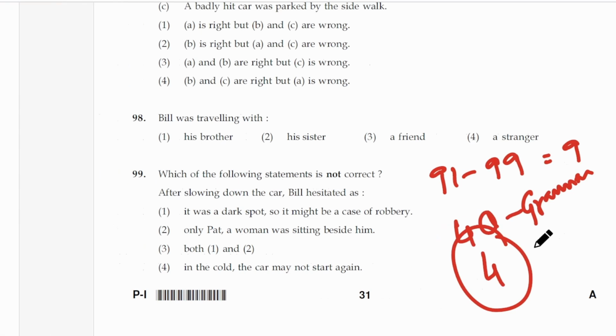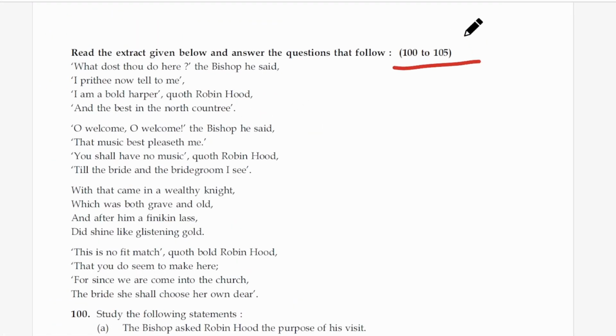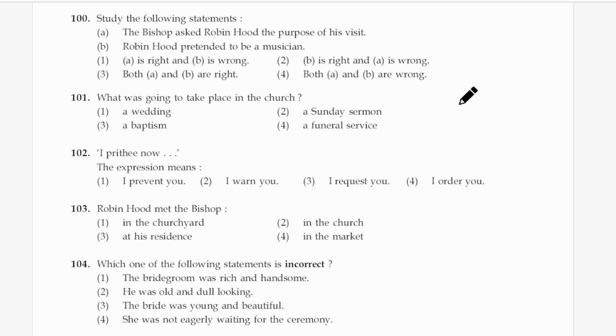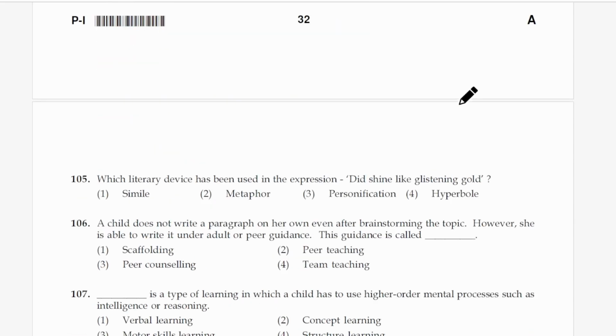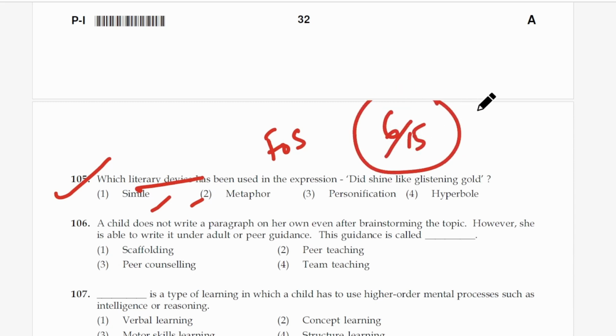Let's move on to the poetry. So this is a poetry, and 100 to 105, that is 6 questions, have been asked on poetry, and let us see which one is a grammar question. Literally only 1 question is a grammar question, where the literary device, whether it's a simile or a metaphor, a figure of speech, has been asked. So totally, out of the 2 passages, 6 out of 15 questions are grammar questions.